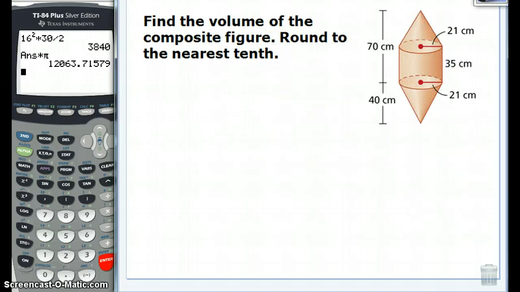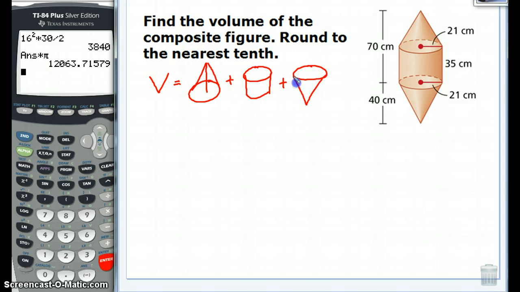All right, I think we're going to do one more here, and I'm just going to set this one up. Find the volume of this whole figure. And you can see this figure is made up of a cone, a cylinder, and a cone. So that's the way I would want you to write that first. You're going to say the volume is going to be that plus the cylinder plus the bottom cone. Okay? And that's how we would go do this volume.